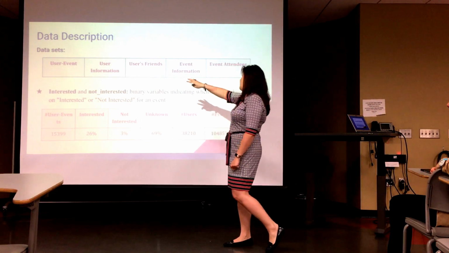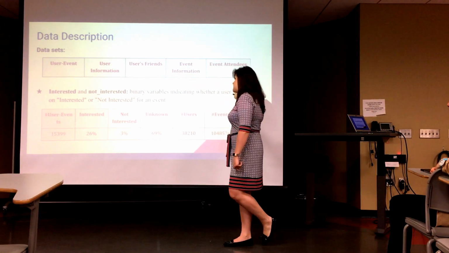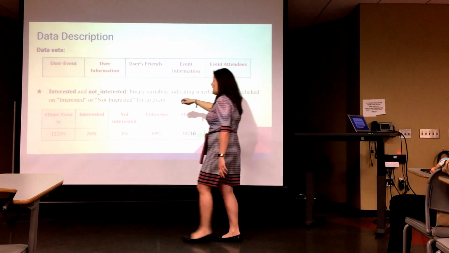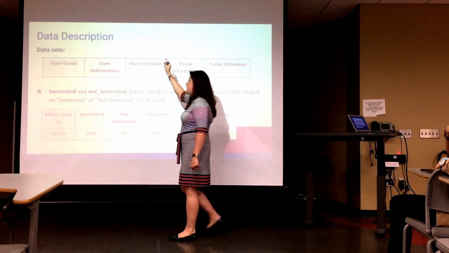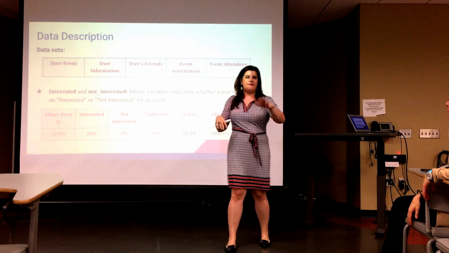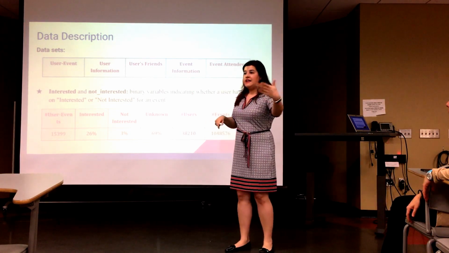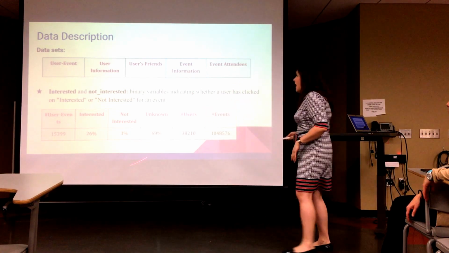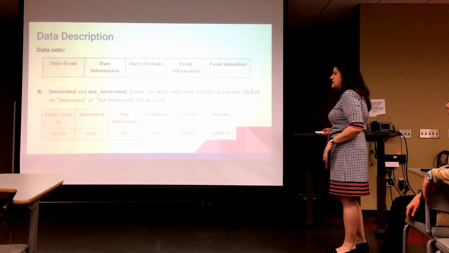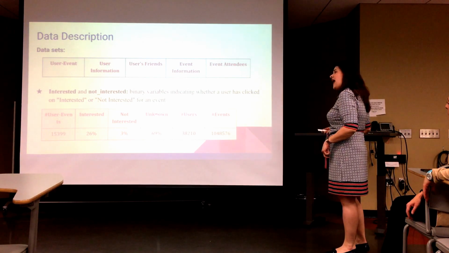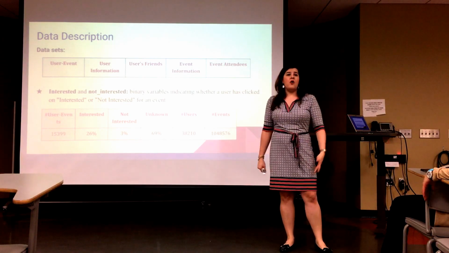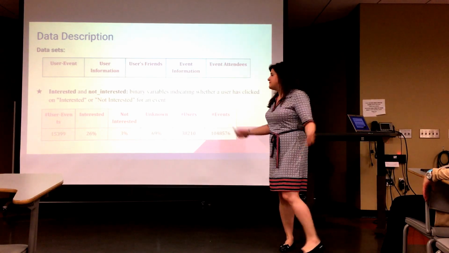So here we have 5 different data sets, and then we try to combine them, and for each pair of user and events, we have a label as interested or not interested. So basically we know if a user is interested in an event or not. As we can see here, we have 26% of interested labels and 3% of not interested, and about 70% of those people didn't provide any information. So we didn't know if they are interested in that event or not.